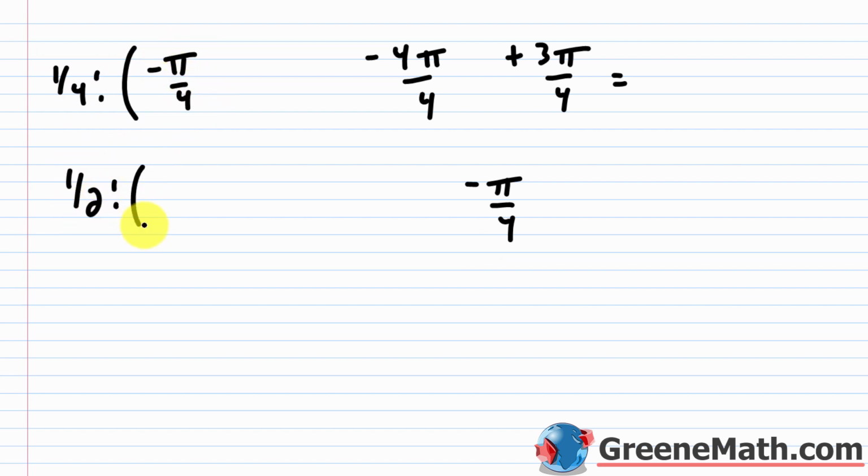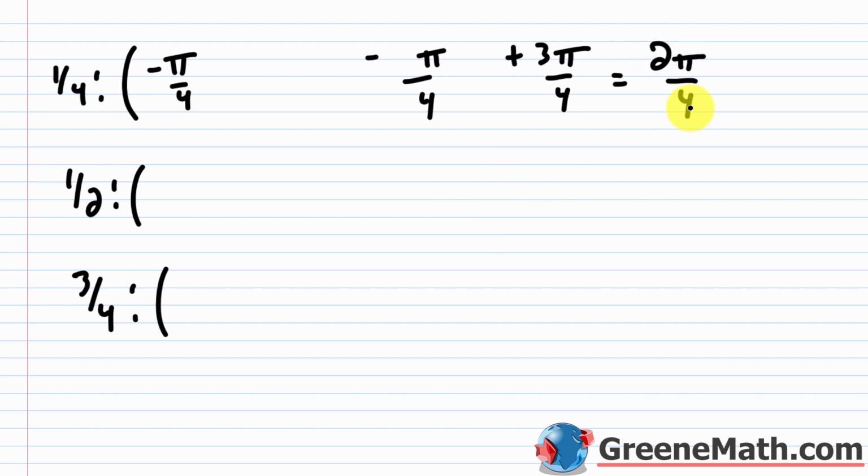Let's do halfway, and then 3/4. So negative pi over 4, you would add 3 pi over 4, and that would give you 2 pi over 4, and that's going to simplify to pi over 2. So let me erase this and put this now as 2 pi over 4. So I'm going to add 3 pi over 4, and that's going to give me 5 pi over 4. So that's for this one right here.